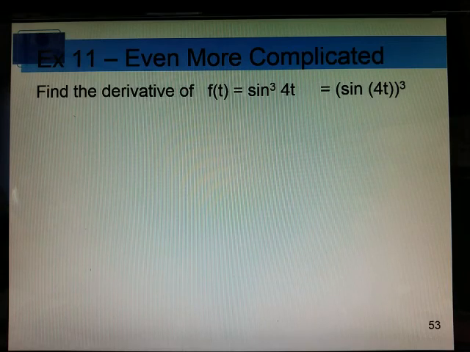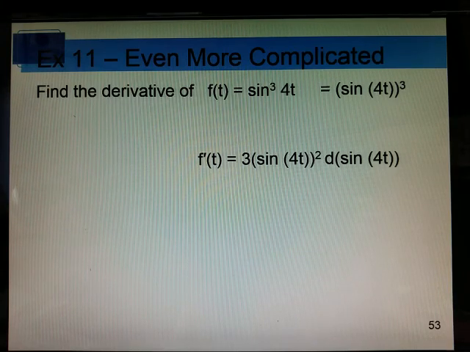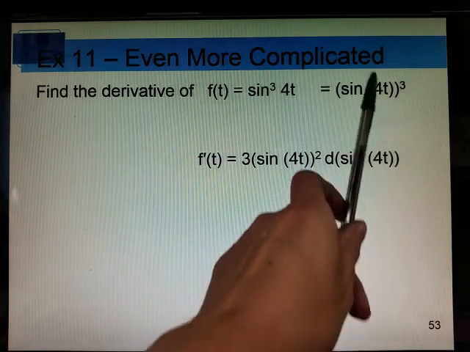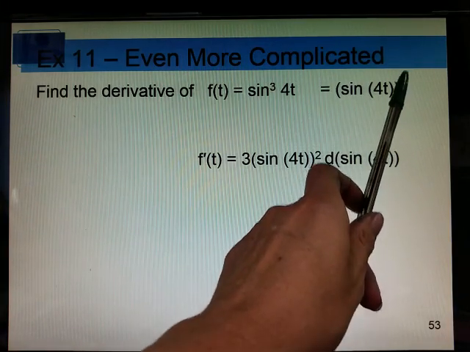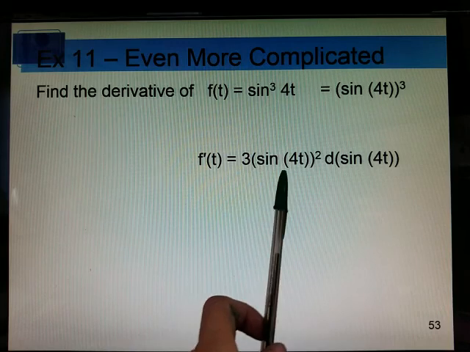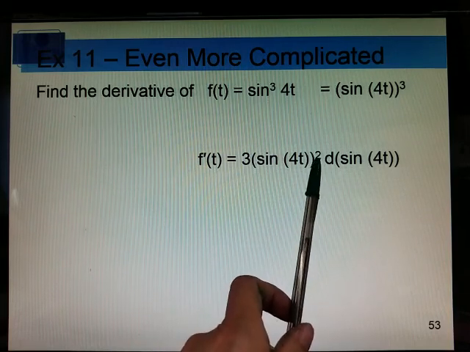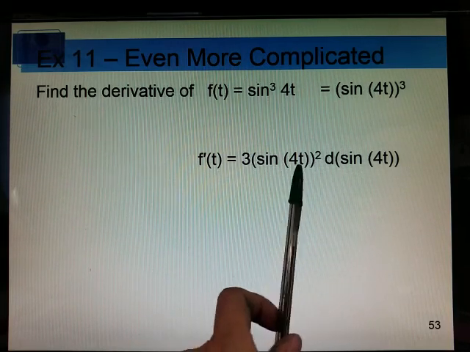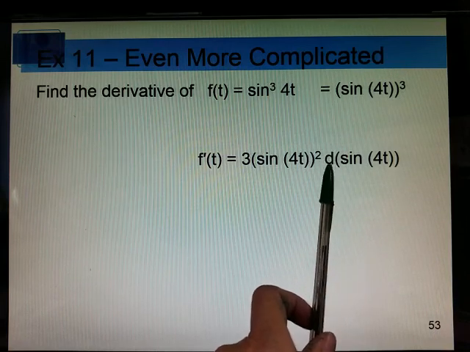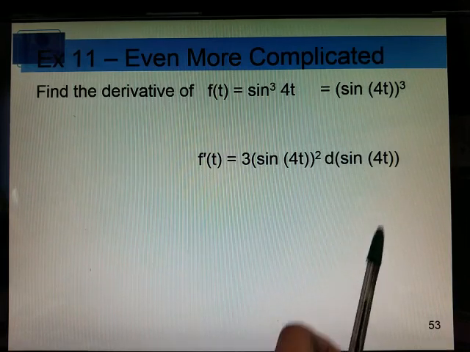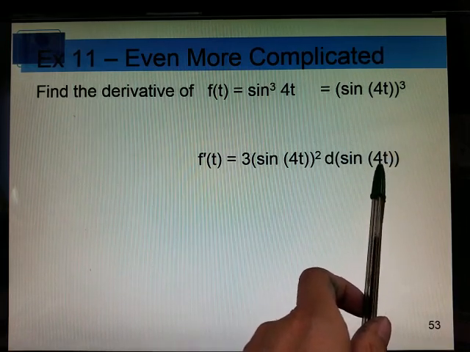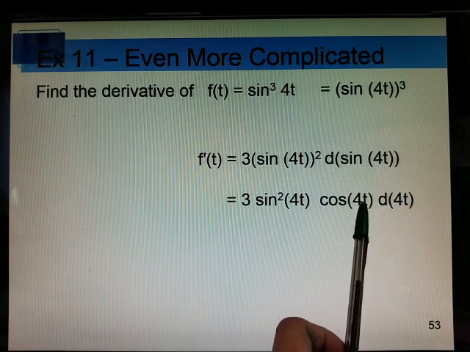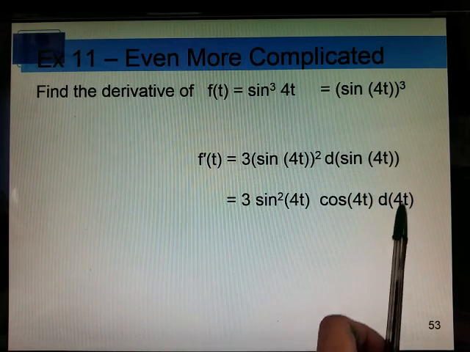So when I go to take the derivative, I now need to do the derivative of this smiley face to the third power. So it's 3 times a smiley face to the second power times the derivative of what was inside there. Now the derivative of the sine is cosine, but because that's not a plain variable, I would then have to multiply it by the derivative of 4t. The derivative of 4t is 4.